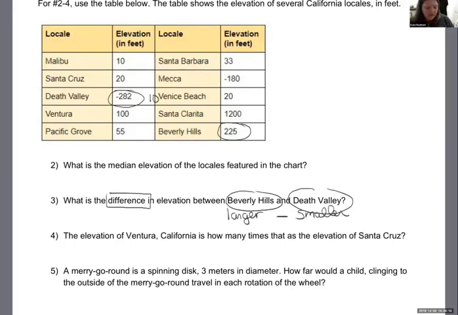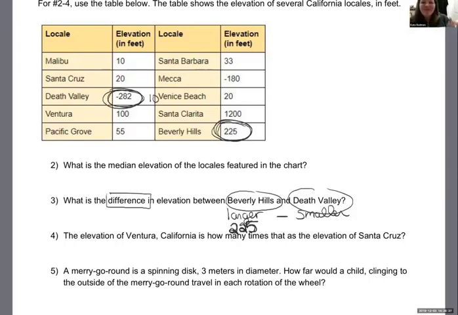Okay, let's try that. So we now will use our real numbers. What is my larger number of these two? 225. 225 is the larger of the two values. 225 is more than negative 282. And obviously, if I didn't have the negative sign on it, 282 would be higher.